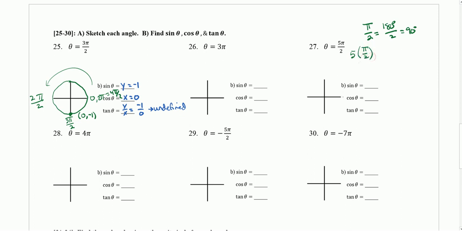So as you count this, you have 0, you have 1 pi over 2, you have 2 pi over 2, 3 pi over 2, 4 pi over 2 back at 0, 5 pi over 2. So 5 pi over 2 is the same location as pi over 2. It's on the x-axis.